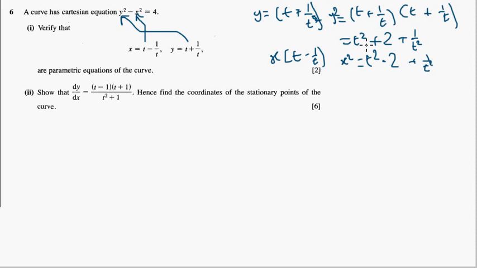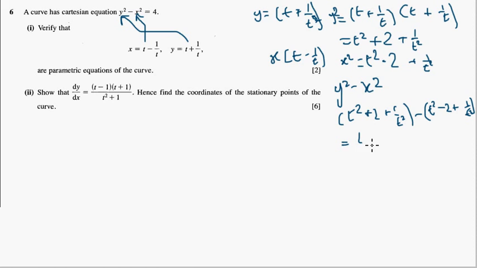Now, if y squared is t squared plus 2 plus 1 over t squared, and x squared is t squared minus 2 plus 1 over t squared, when we do y squared minus x squared, I think I probably said that very quickly, sorry, we get t squared plus 2 plus 1 over t squared minus t squared minus 2 plus 1 over t squared. Now clearly the t squareds are going to cancel, the 1 over t squareds are going to cancel, but because we've got 2 minus minus 2, that leaves us with 4, as the question told us.